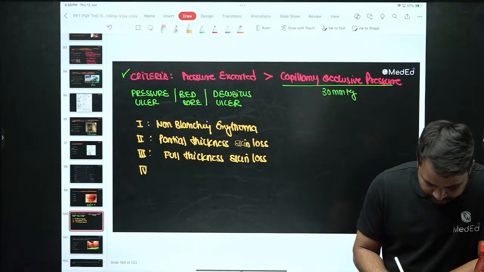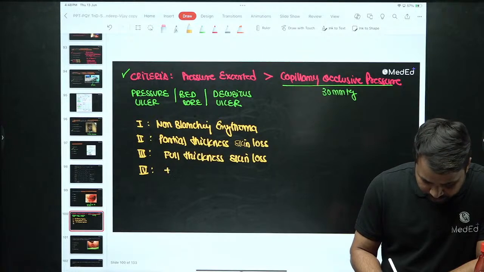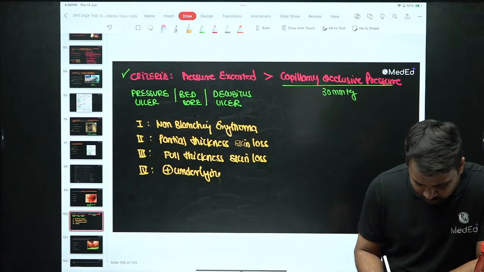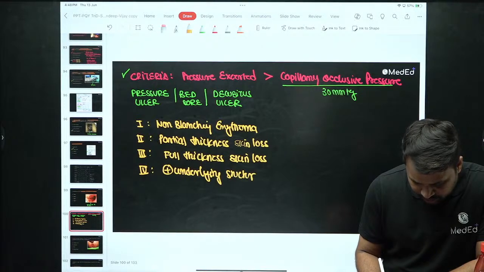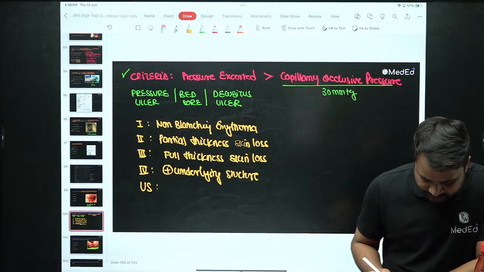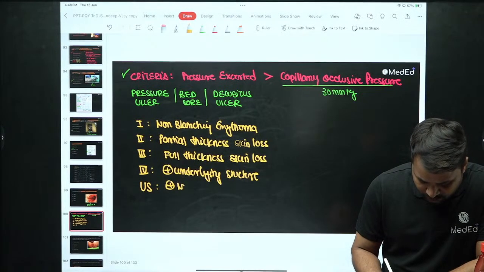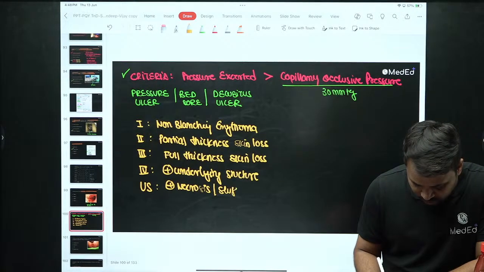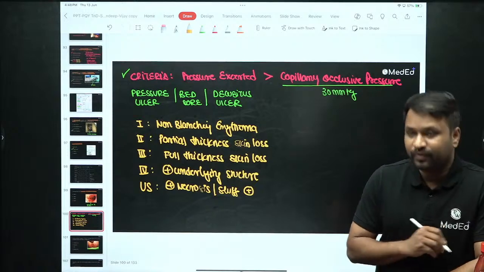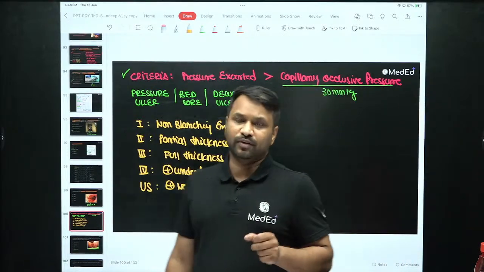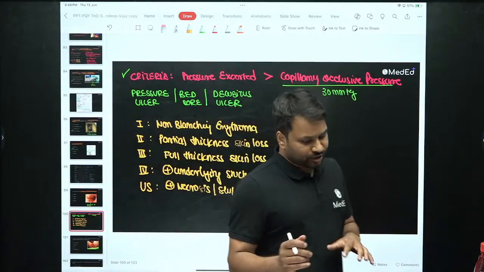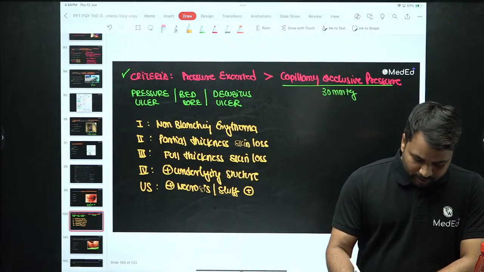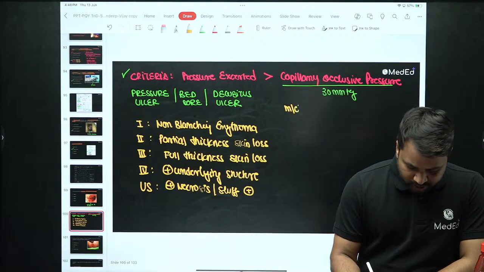Now, for grade 4, there is involvement of underlying structure. And the last one is unstageable, where there is presence of necrosis or presence of slough. If there is presence of necrosis or slough, this indicates that the patient is having a pressure sore, right? Now, remember, what is the most common site?